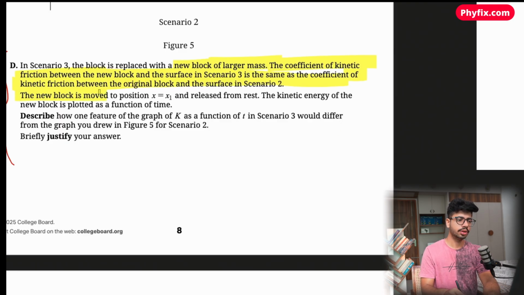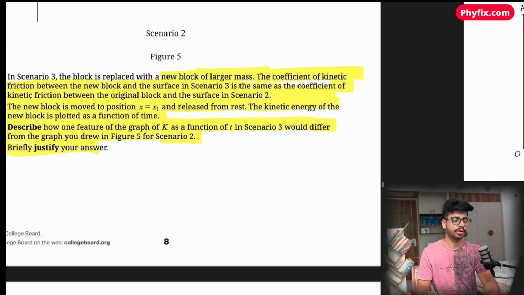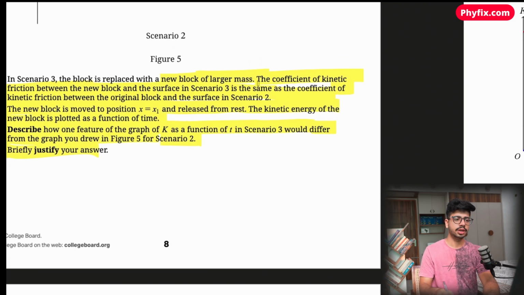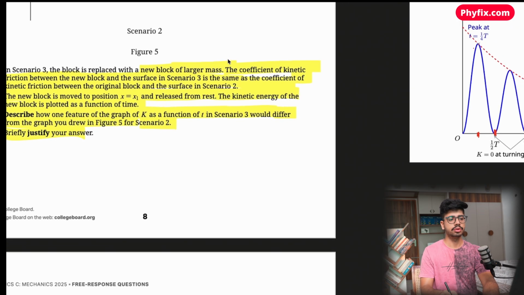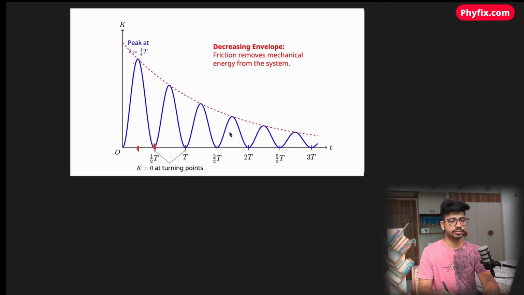The new block is moved to the position x is equal to x1 and released from rest. The kinetic energy of the new block is plotted as a function of time. Describe one feature of the graph of K as a function of time in scenario 3 that would differ from the graph as drawn, and briefly justify. Okay, so basically they mean to say that as you place the heavier mass, what will be the impact on the curve that we have drawn here?